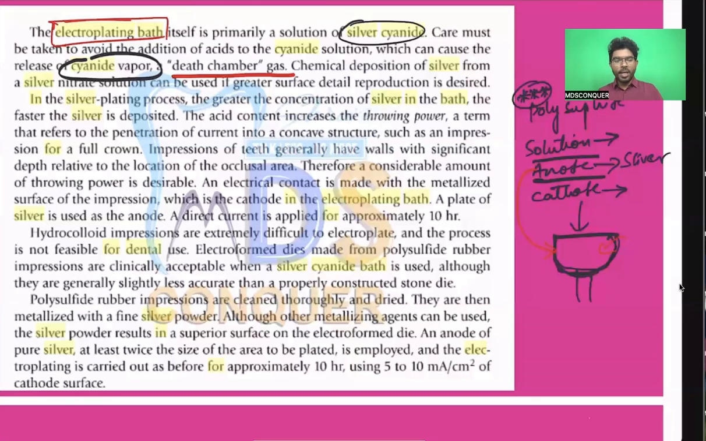Now, the other important point that I want to highlight is the last lines. How much time does it have to be carried out? Electroplating is carried out for approximately 10 hours. And the current that is used is 5 to 10 milliamperes per centimeter square of cathode surface.